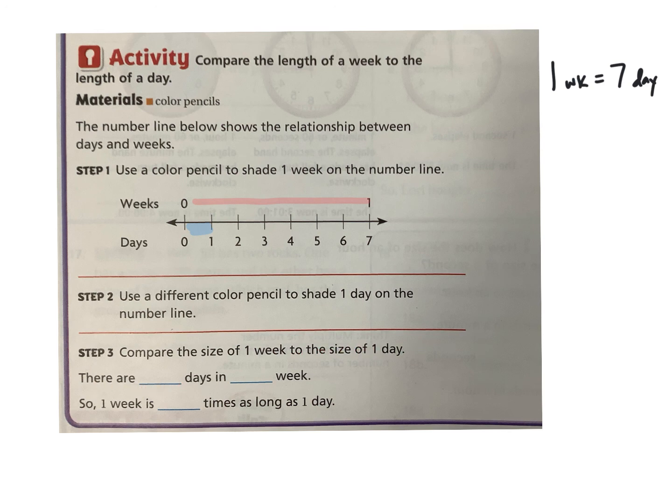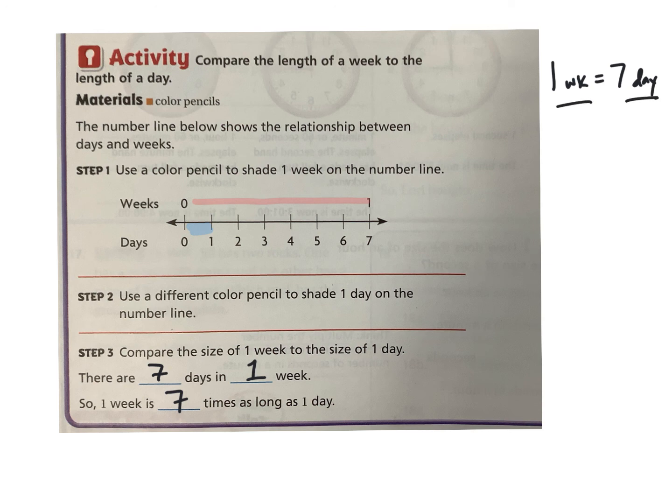There are how many days in 1 week? There are 7 days in 1 week, as you know. And so 1 week is 7 times as long as 1 day. So it would take 7 days to make 1 week. These are all those equivalencies.